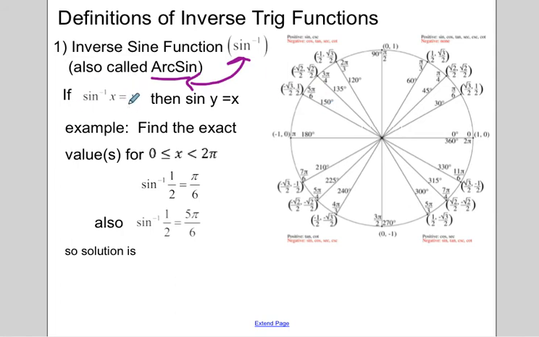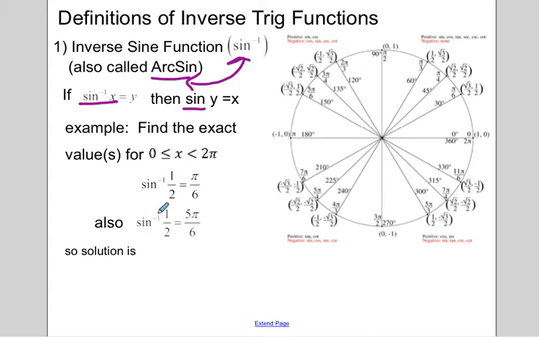Do you guys remember finding inverses? You switch your x's and your y's and solve for the other value. So I want you to remember sine inverse and sine undo each other. So if I want to solve for an angle, then you're going to have to go ahead and use the inverse. The example says find the exact values for 0 to 2 pi.